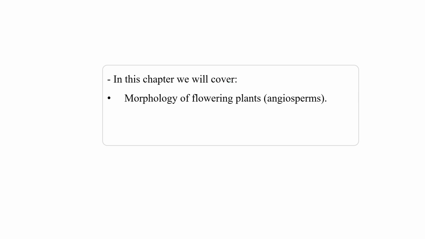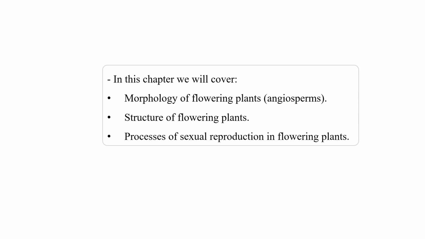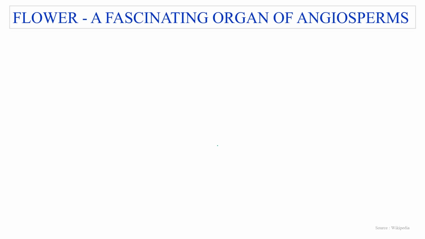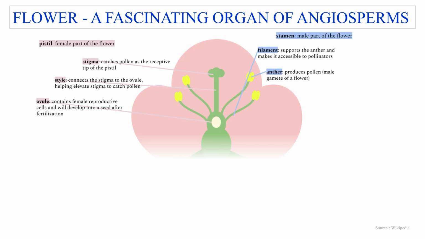Okay, so in this chapter we will cover the morphology of flowering plants, meaning angiosperms, and structure of flowering plants. And with these two topics, we are also going to discuss the processes involved in sexual reproduction of flowering plants, right? So flower, it is a fascinating organ of angiosperm.